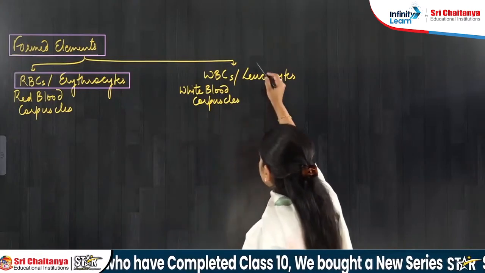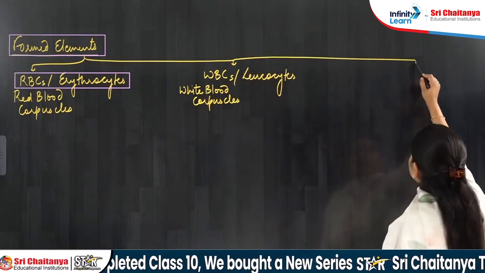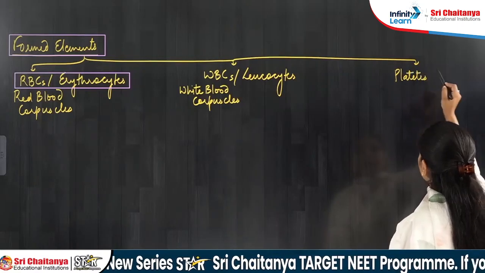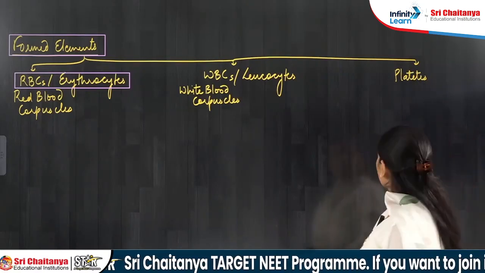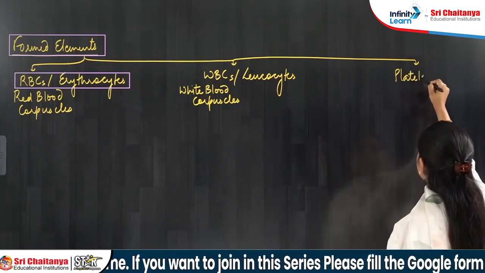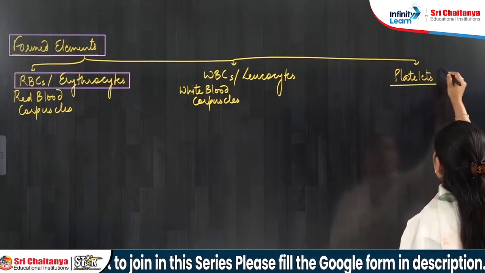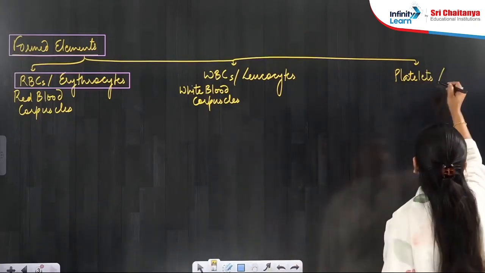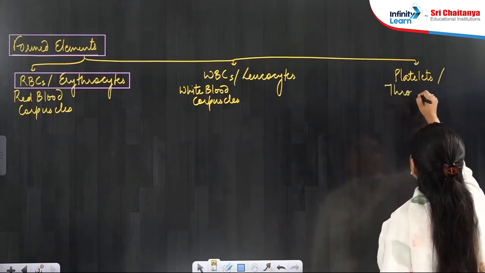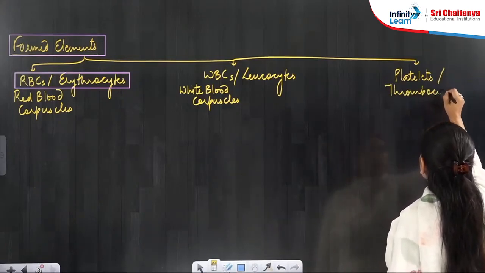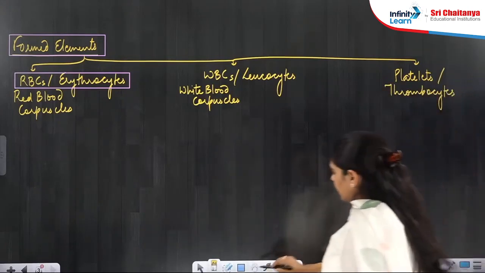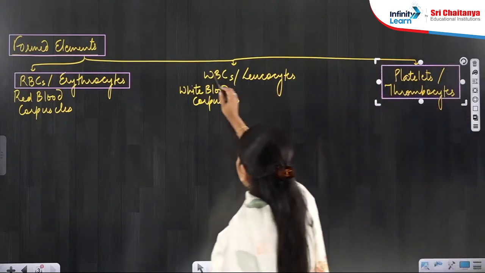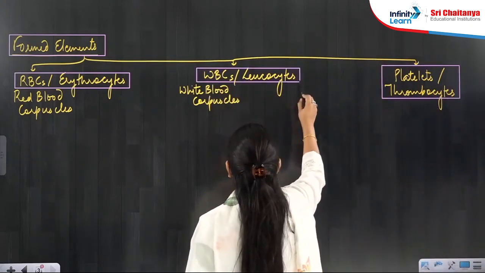Right? Then there is another formed element, that is platelets. They can also be called thrombocytes. So these are the main formed elements in your blood: RBC, WBC and platelets.